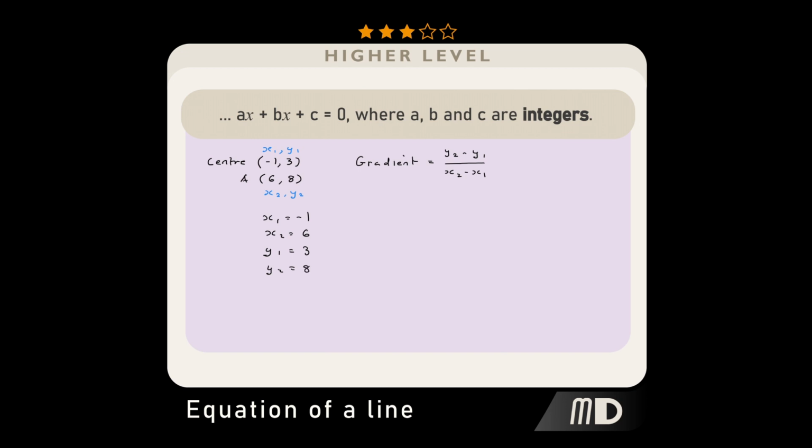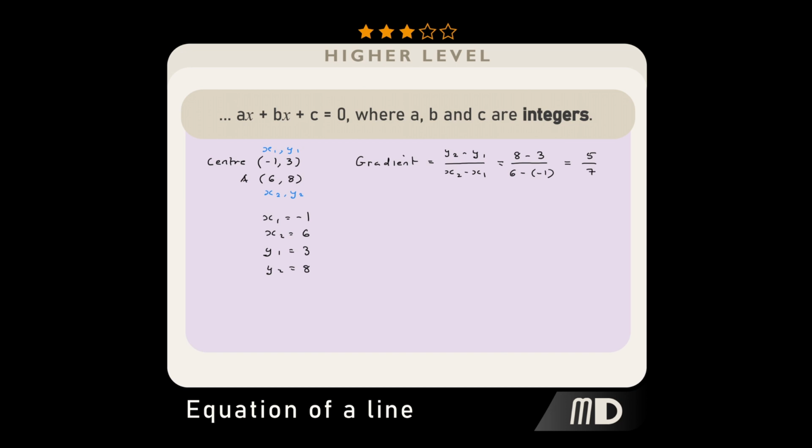Substituting those values into the gradient formula gives us 8 minus 3 divided by 6 minus -1, which evaluates to give us a value for the gradient equal to 5/7.